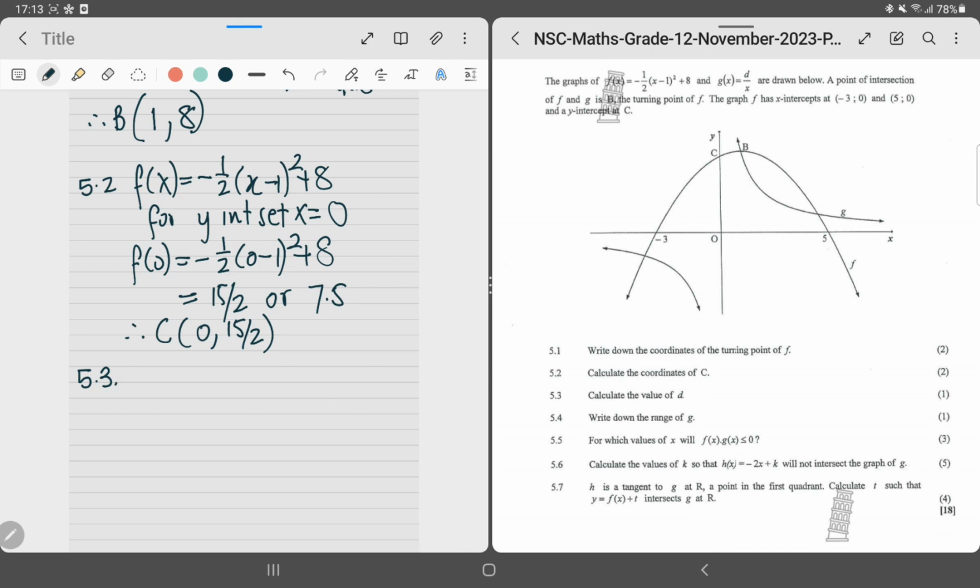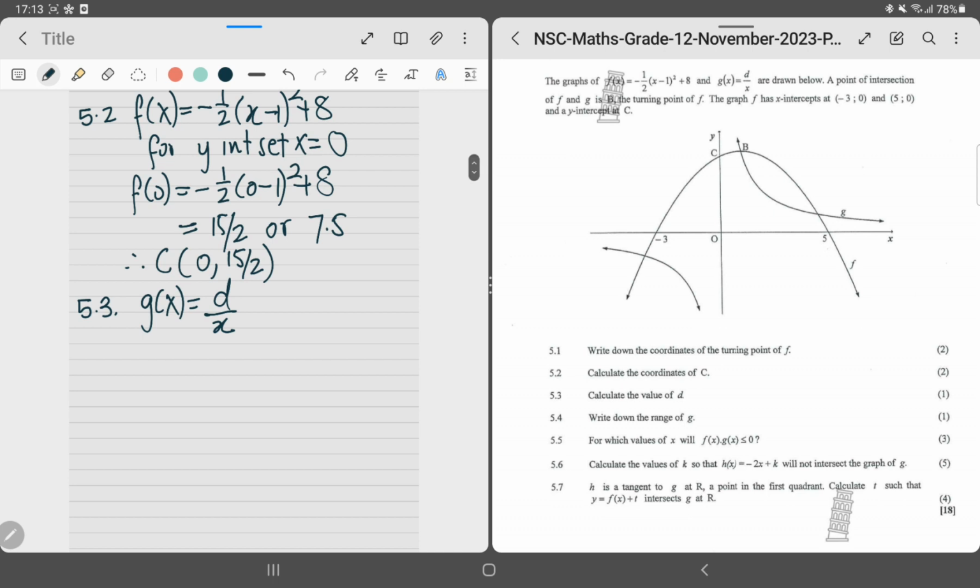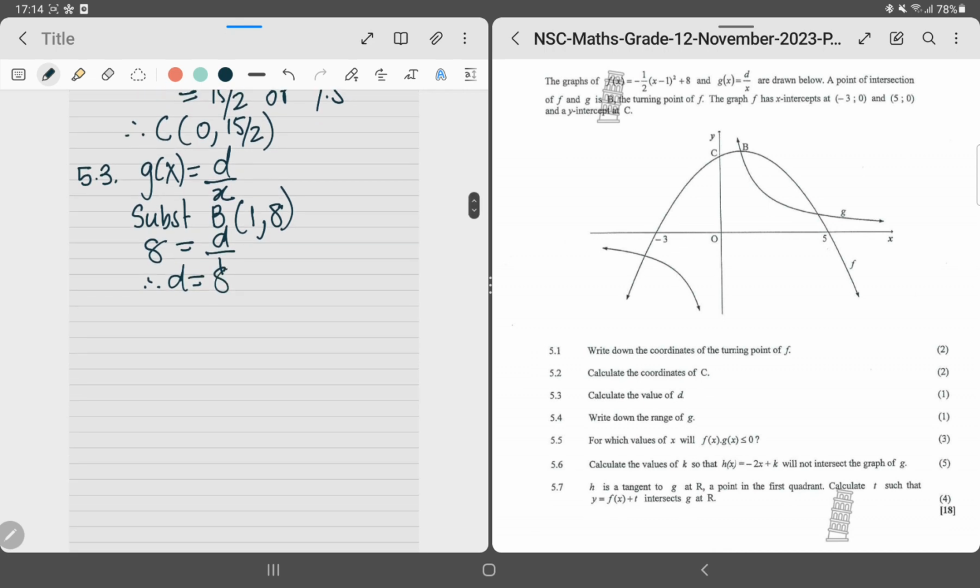5.3. Calculate the value of d. So g of x is equal to d over x. We need to find a point that is on g in order to find the value of d. They told us that a point of intersection of f and g is B. So we are going to substitute B, which is (1; 8). 8 is equal to d over 1. Therefore, d is equal to 8.